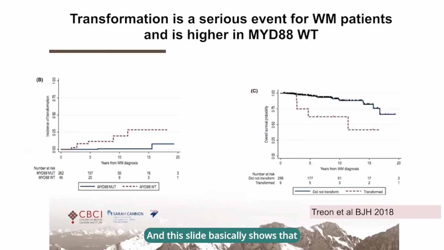And this slide basically shows that. If you look on the left here, in the blue we have the mutated MYD88 patients. In the dotted red line we have the patients who don't carry an MYD88 mutation. And this is over years, the risk of transformation. So if you look here, after 15 years, the risk of transformation on this plot would be predicted to be about 25% for those who don't have the mutation, and very, very low for those who do have the mutation.